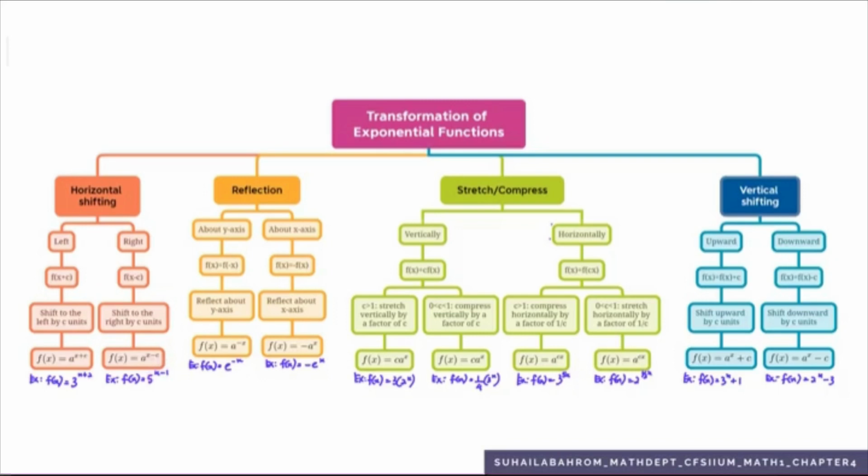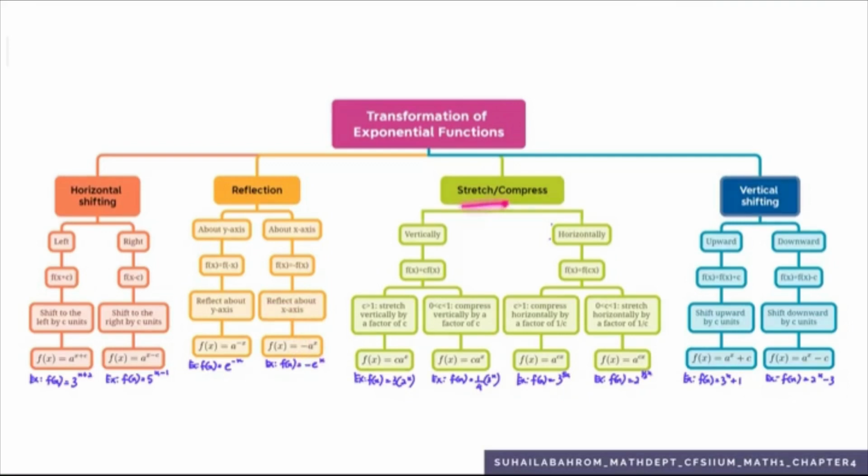And then the next one, reflection. An example of the reflection on the y-axis, we have e^(-x), where the negative is on the exponent. And when it is reflected about the x-axis, the example we have here is -e^x. So the negative is in front of the function.